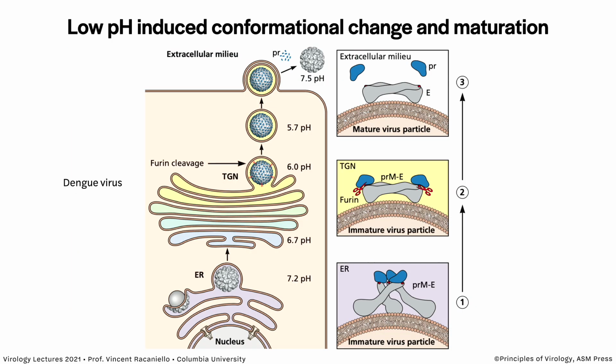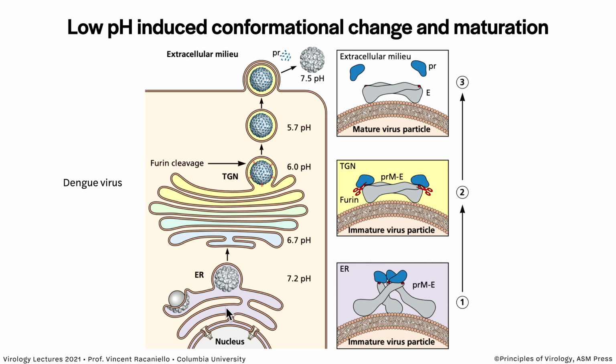Another thing that happens during maturation, really interesting, is for the flaviviruses. You may remember the flavivirus glycoproteins are flat on the surface of the particle. They're not sticking up like the influenza HA. They're not perpendicular. They're flat. In fact, here's the mature virus particle. Here's how that happens. Really interesting.